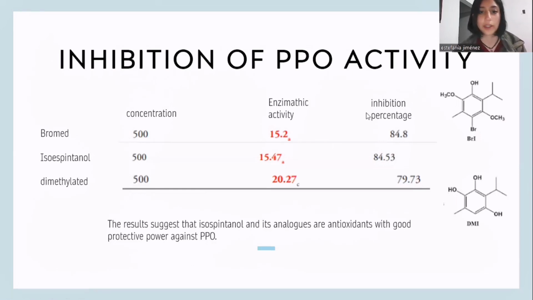Now, about the inhibition of the polyphenol oxidase, we can see that isospintanol and its analogs have a great inhibition percentage against the polyphenol oxidase enzyme.